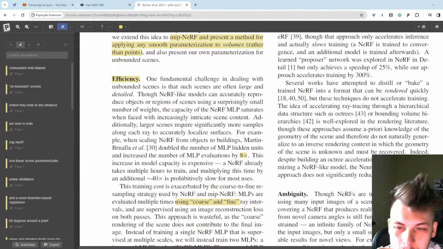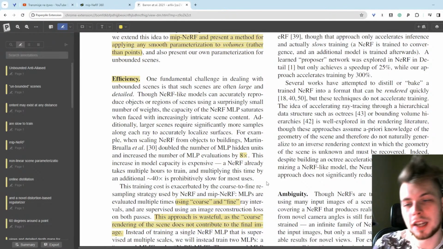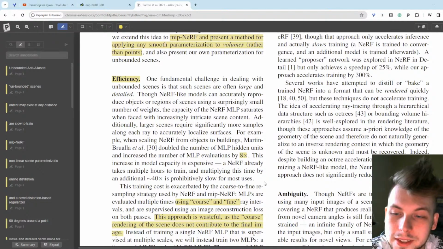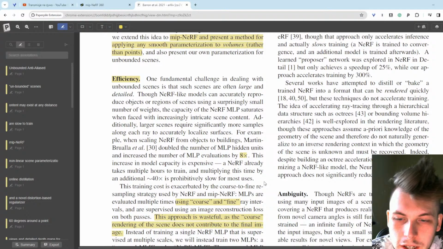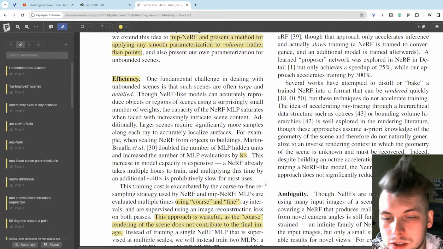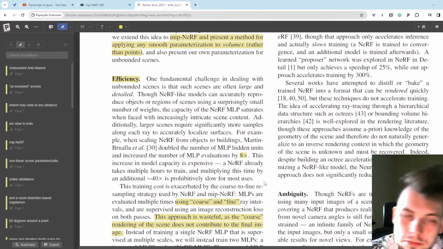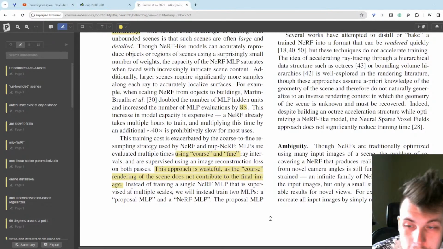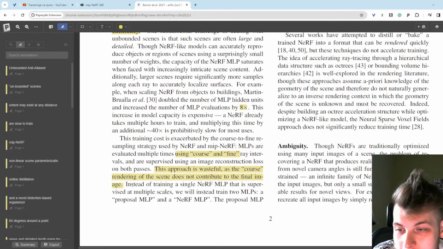And they say this approach is wasteful as the coarse rendering of the scene does not contribute to the final image. Yeah, but it kind of does contribute, meaning it allows for correct sampling of the fine network or the fine evaluation. But yeah, in a way it doesn't contribute the color of the object, right? So maybe we can make it do it in a smarter way. So let's see what is their smarter way.